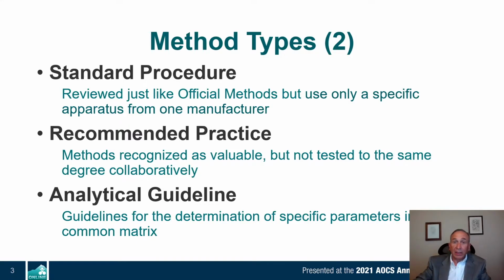Finally, we have analytical guidelines. This would be a list, usually, of methods that are applicable to a matrix. So, for example, if somebody starts to produce something that they've never produced before, like lecithin, and they want to know which tests they should use, they can rely on the analytical guidelines.